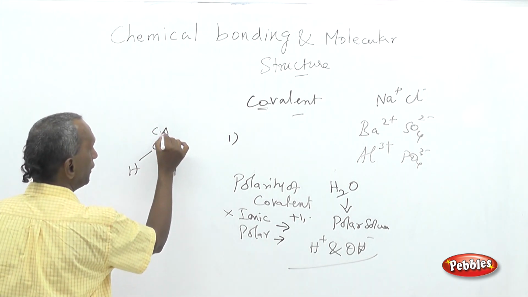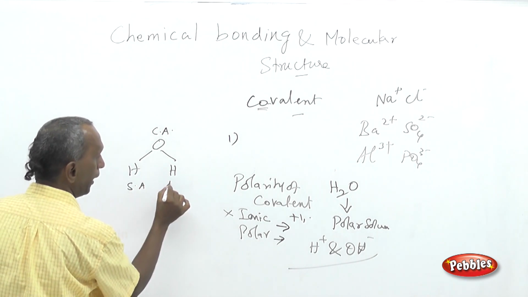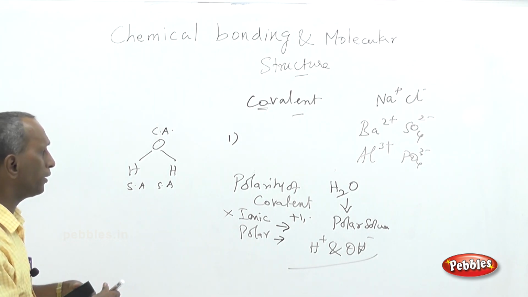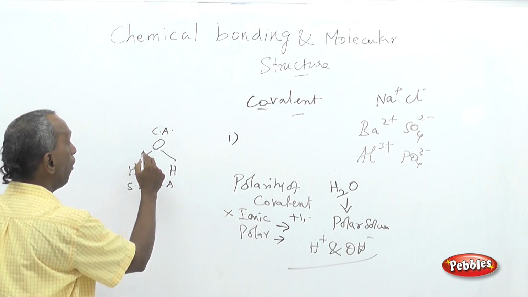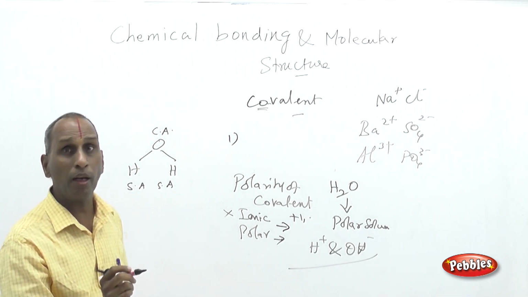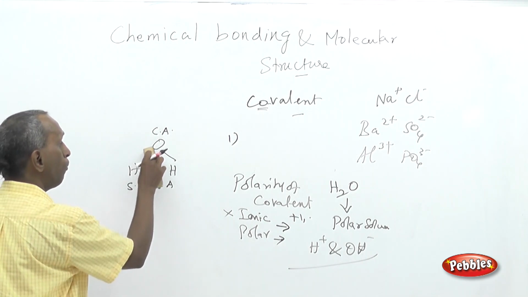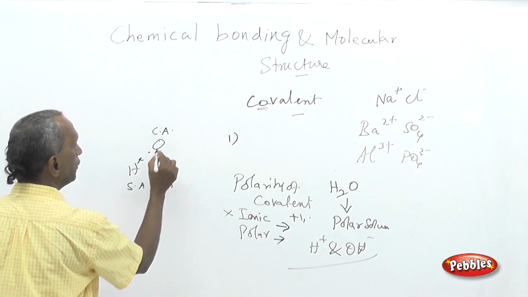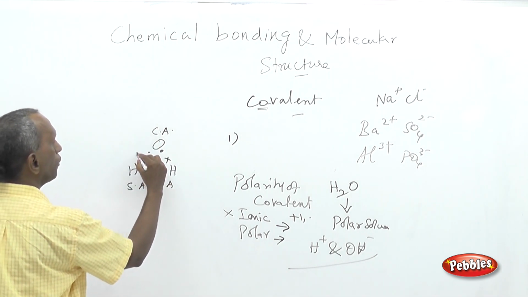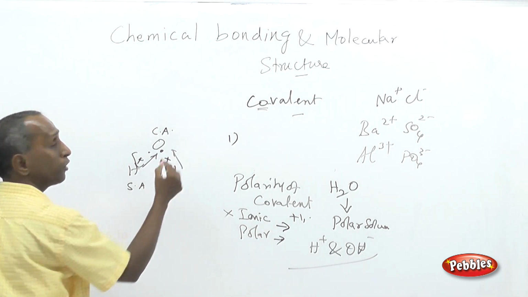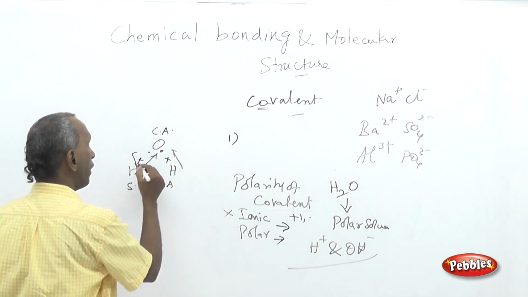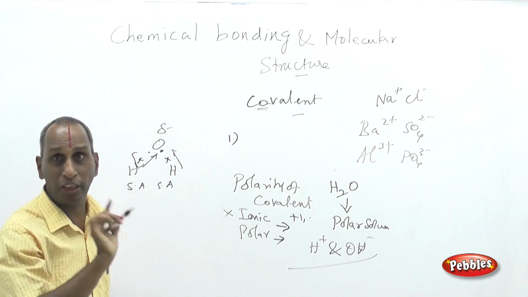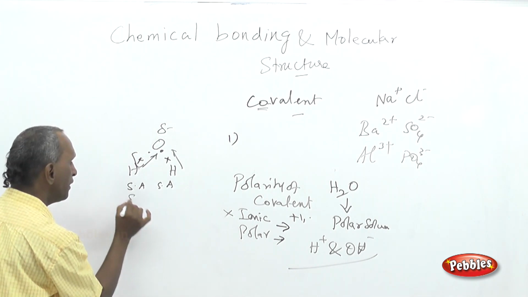The oxygen atom is called the central atom, and hydrogen is called the surrounding atom. So each oxygen atom in a water molecule is surrounded by two hydrogen atoms. But oxygen is more electronegative than hydrogen. This line represents one electron each coming from oxygen and hydrogen. But since oxygen is more electronegative, it will tend to attract hydrogen's electron. So hydrogen's electron goes toward oxygen, and oxygen becomes slightly negatively charged. It is not fully negative. Hydrogen becomes slightly positively charged.